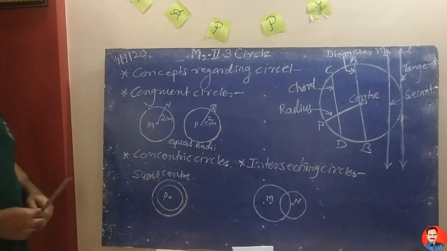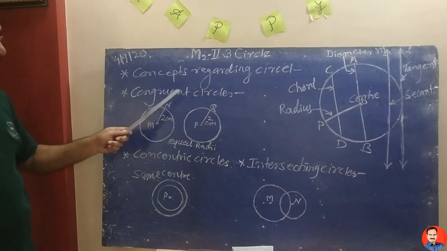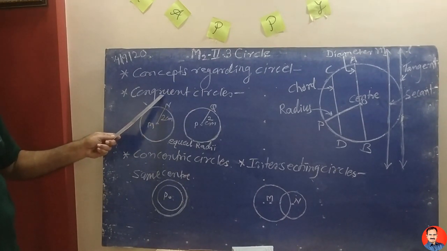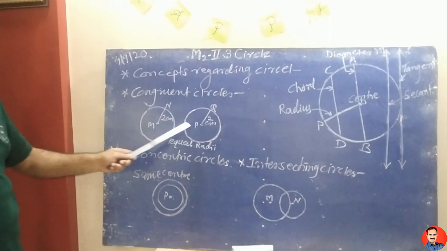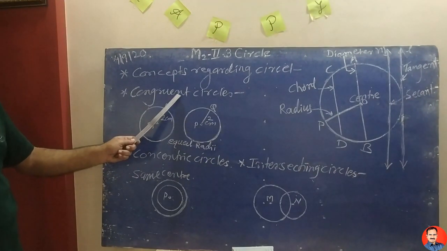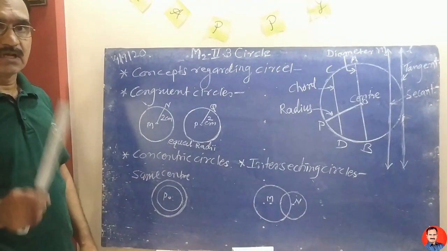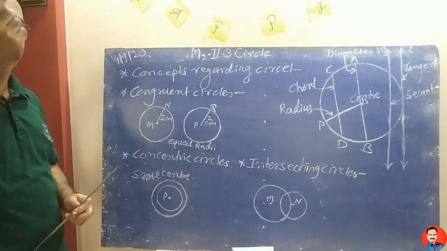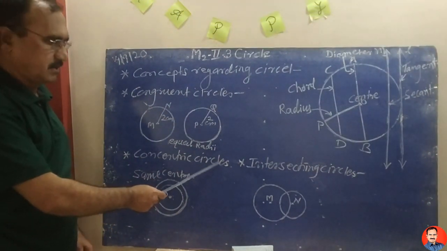Now our next concept regarding the circle is congruent circles. You know the word congruent, you know the meaning of congruent also. Congruent means equal in radii. If circles have equal radii, then these two circles are called congruent circles. Then concentric circles means circles having the same center or a common center. These two circles are concentric circles.